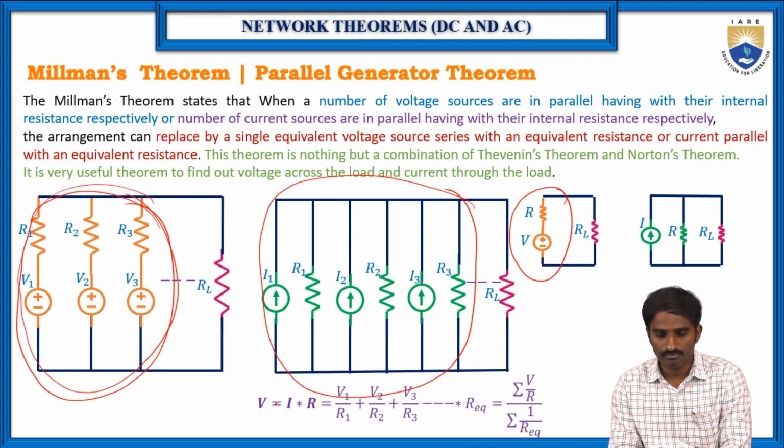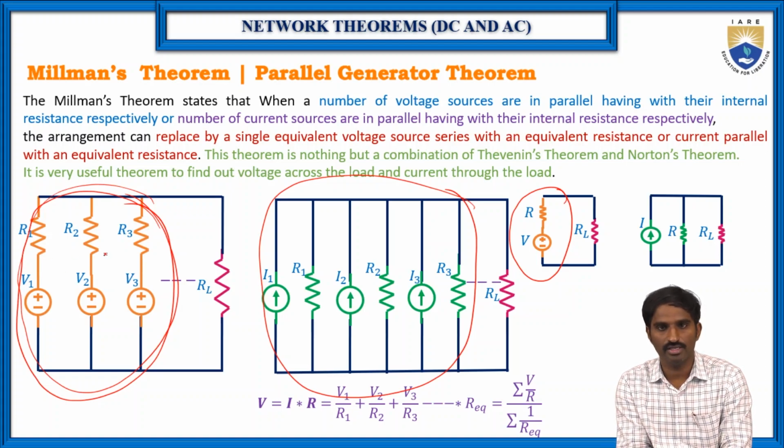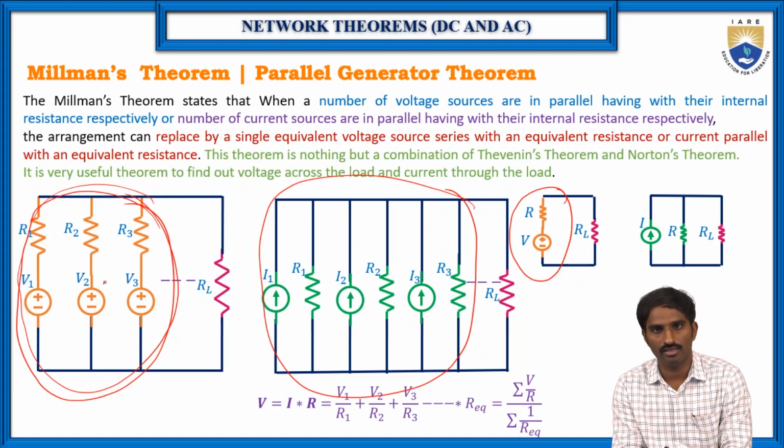So here V is equal to I into R, okay. Here I is equal to V1 by R1 plus V2 by R2 plus V3 by R3 and so on, into R equivalent. Then you can get the value of V, okay. Then R equivalent is given by 1 by R equal to 1 by R1 plus 1 by R2 plus 1 by R3. In this way you can find the R equivalent value, right?